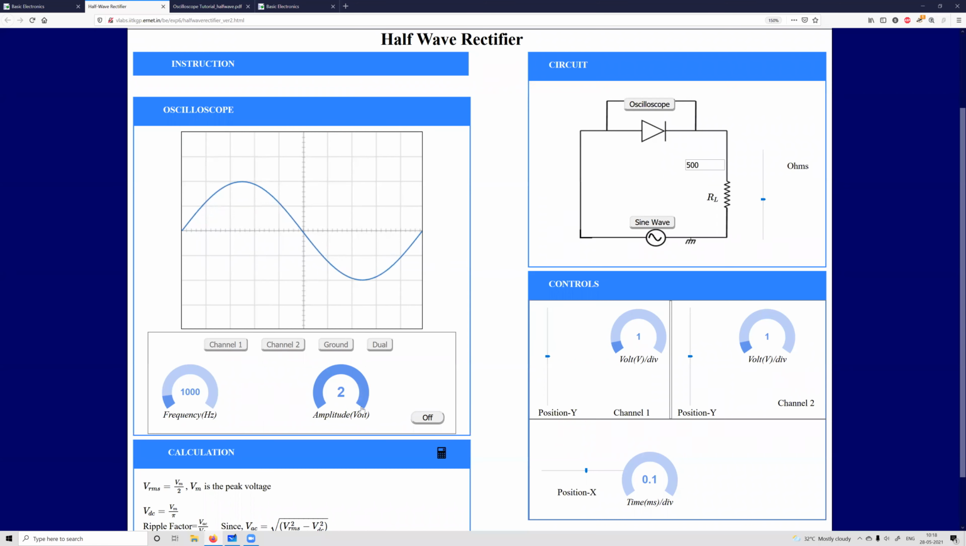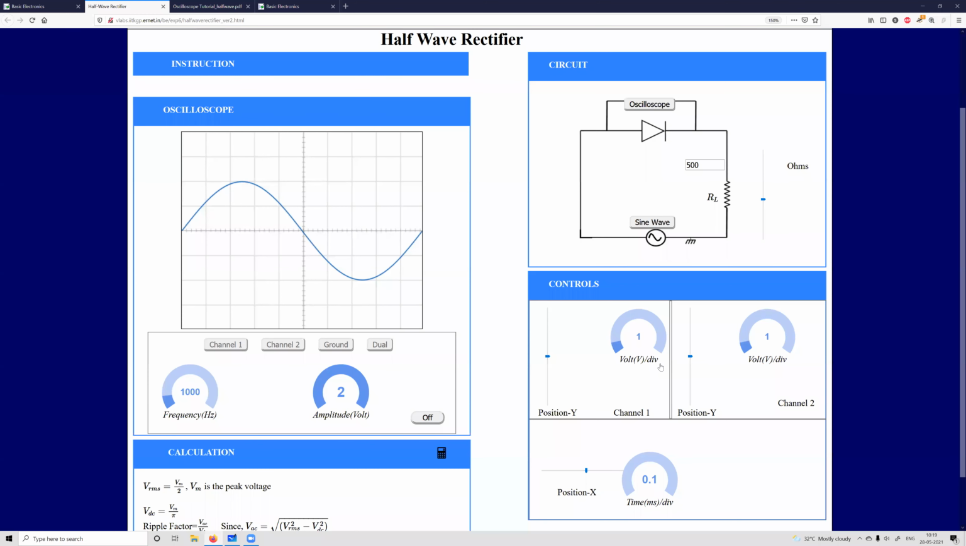If I make it 2 volts, now it is taking 2 big divisions. Each division is 1 volt, so my amplitude is 2 volts. Is it okay or not? Tell me. Before we proceed, it should be clear. What does voltage per division mean? Is it okay?